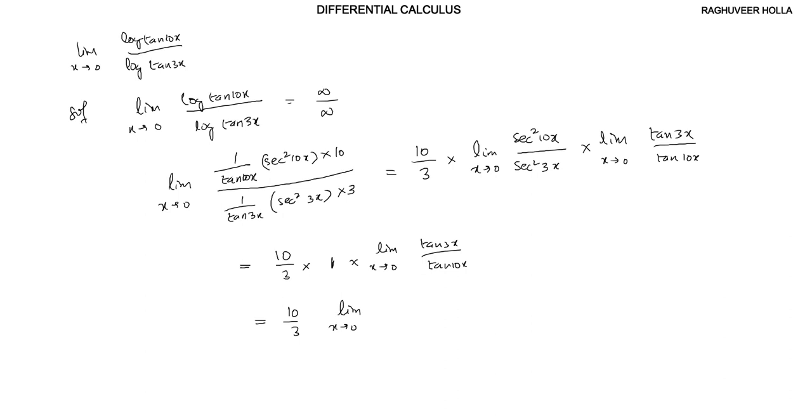Again differentiating with respect to x, we get limit x tends to 0 of secant square 3x by secant square tan x, and this is 3 by 10, right? So when you cancel out, we get 1.